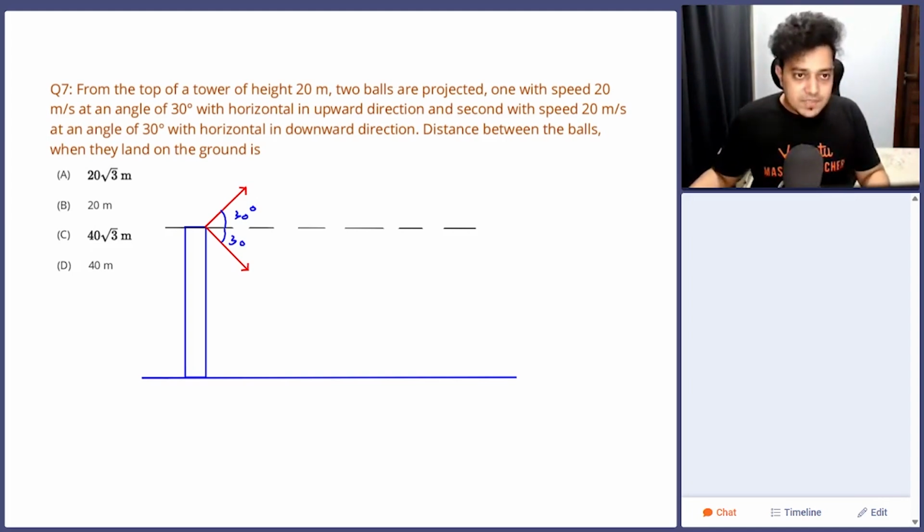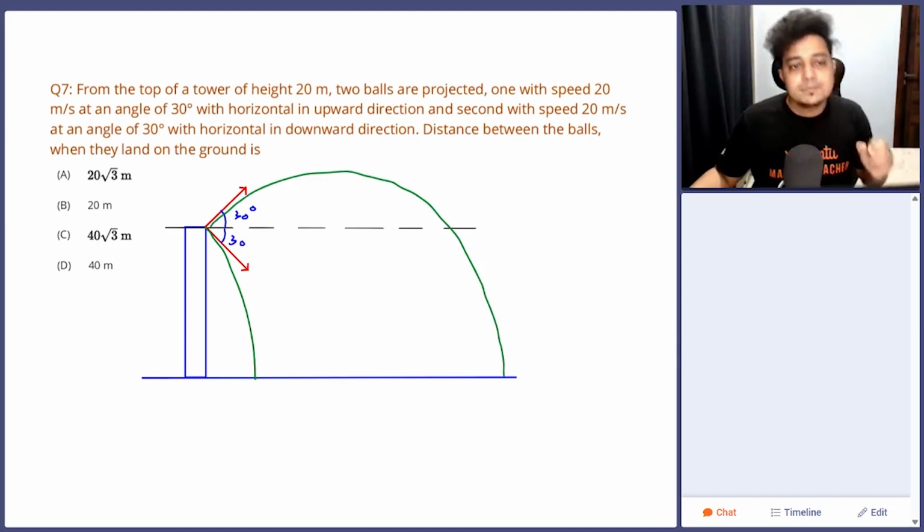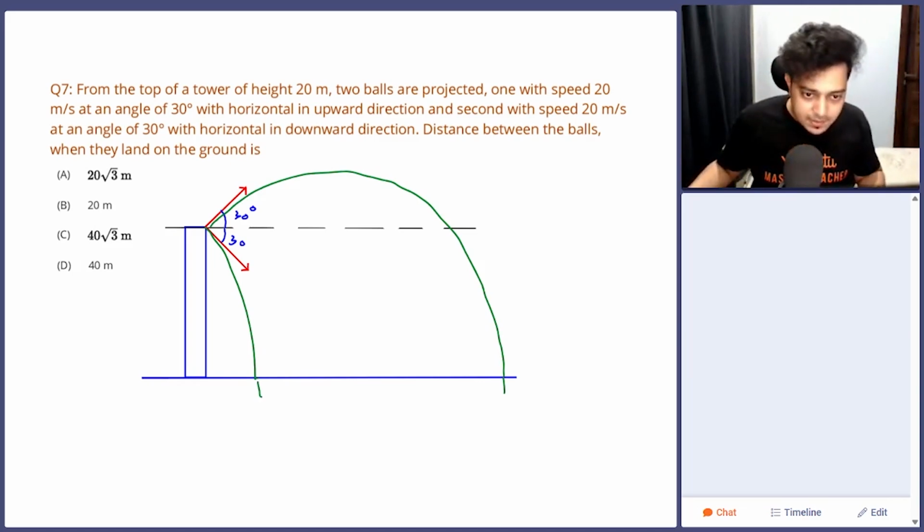So we know how the bodies will move. The body which is thrown down will travel like this and land here. And the one which is shot upward will go up first and then it will land on the ground. Right? So we have to figure out the distance between the balls when they land on the ground. So this to this distance we have to calculate.